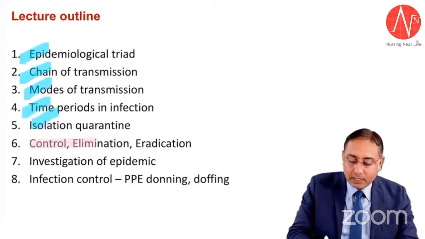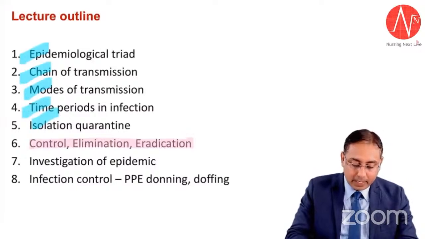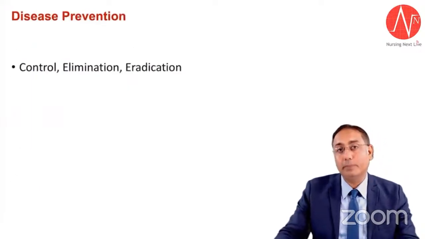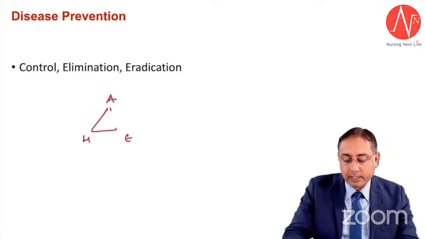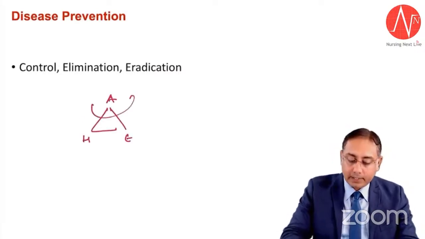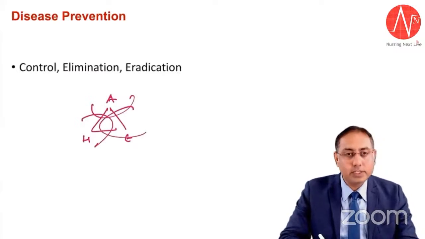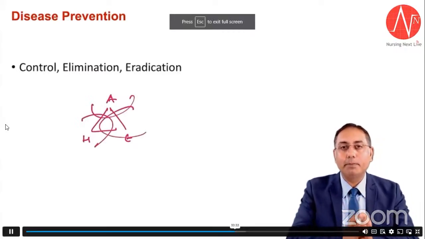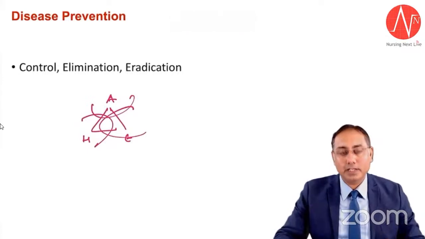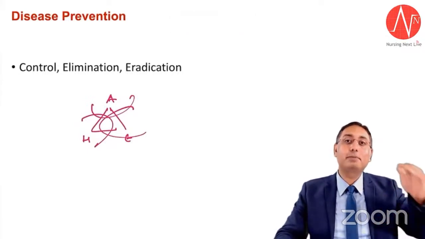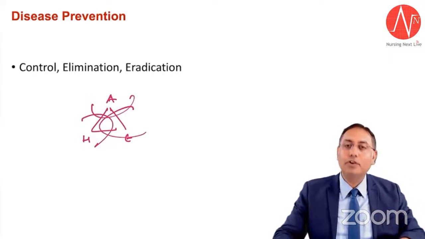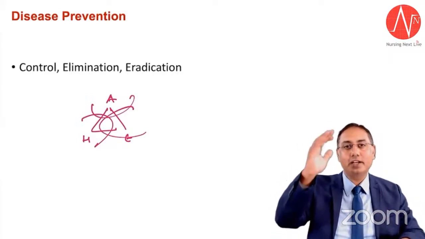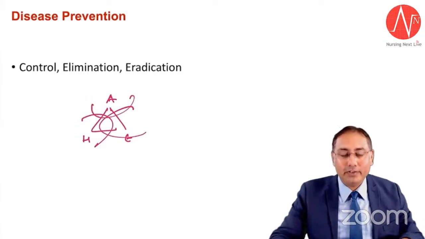Let's talk about what is control, elimination, and eradication. So what do you mean by control, elimination, eradication? Beta, you already know there is agent, there is host, there is environment, and the interaction between them will cause the disease. Your main purpose as a public health nurse, or you could be working at a district level, a district public health nurse, DPH. So you could work at a district level or at a PHC level or even at a state level, or you could even be managing the whole country.